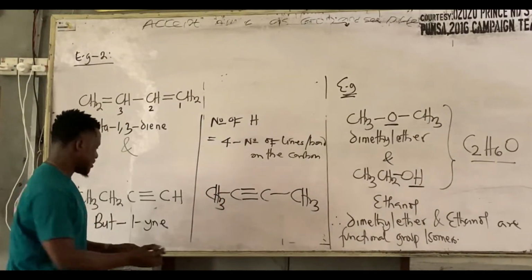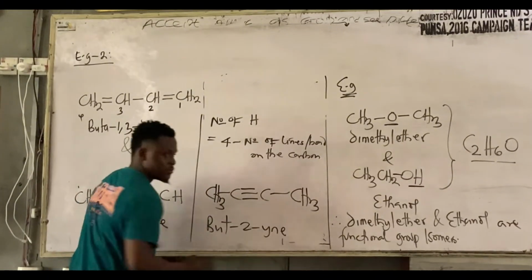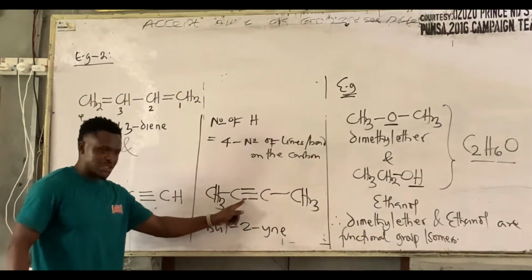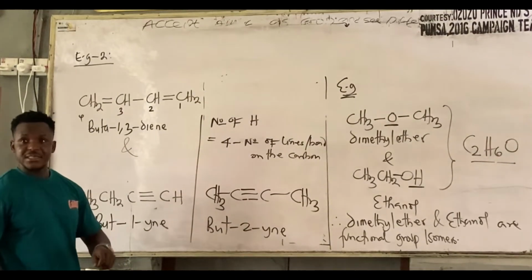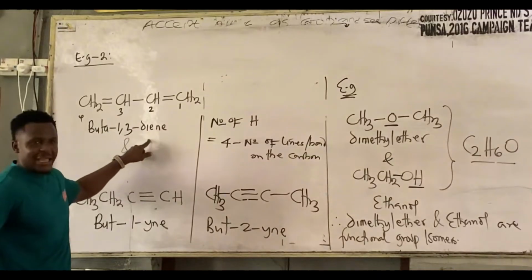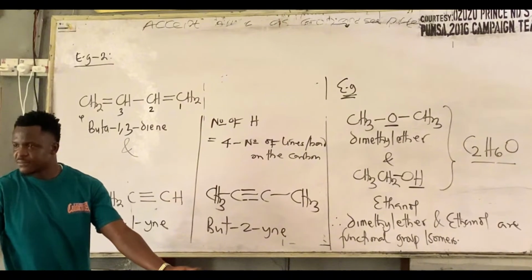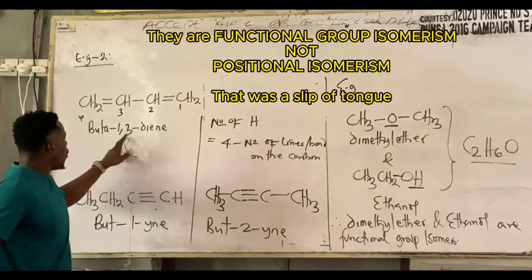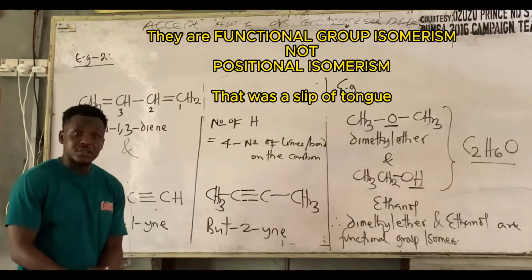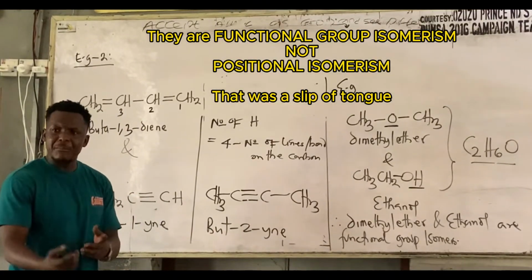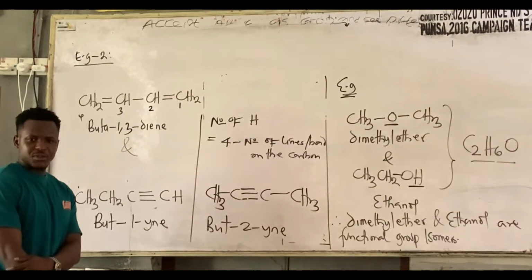Now if you look at this, the yne is at position 2, unlike this one where the yne is at position 1. So if you notice, but-1-yne and but-2-yne are positional isomers. Or buta-1,3-diene and but-2-yne are still what? Positional isomers? No: functional isomers, because they have the same number of carbon and hydrogen but different functional groups.